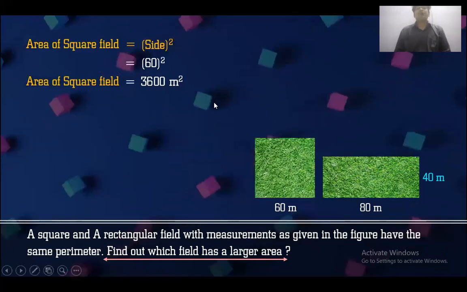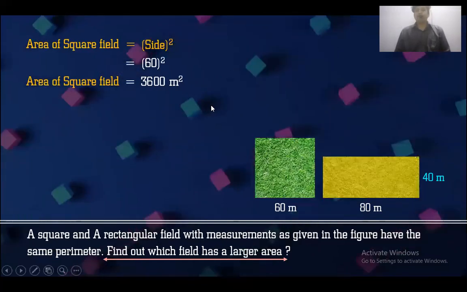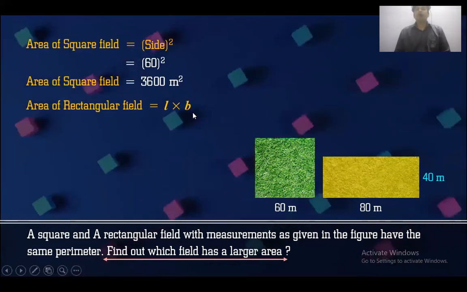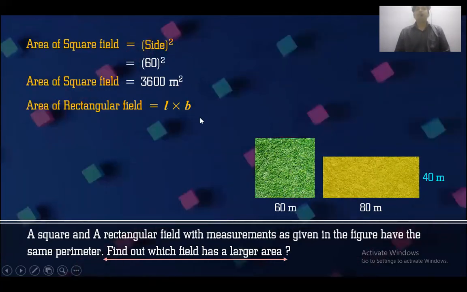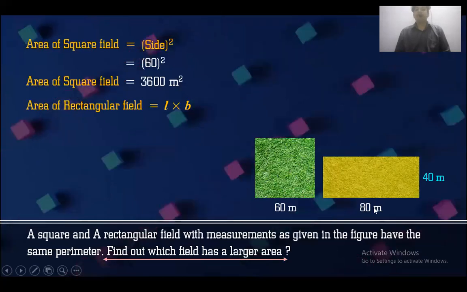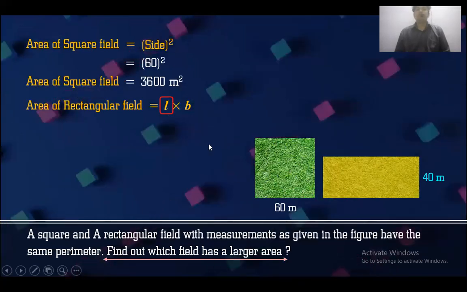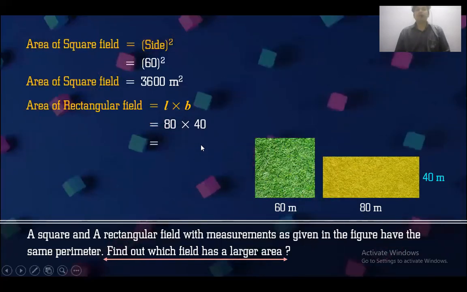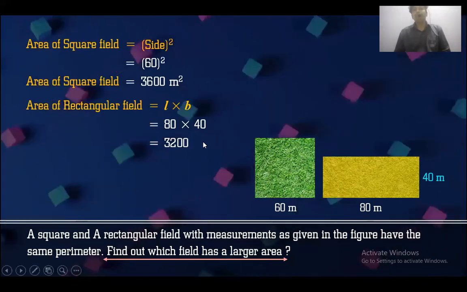Now let's find the area of the other shape, the rectangular field. The area of a rectangle, as we already studied, has the formula length into breadth. Previously the breadth was not known, so we were not able to find the area initially. But now, using that perimeter equation, we have found the value of B, which came out to be 40 meter, and the length was given as 80 meter. So 80 into 40: 8 fours are 32, and we put 2 zeros on it. So the area of the rectangle will become 3200, and obviously the unit will be meter square.